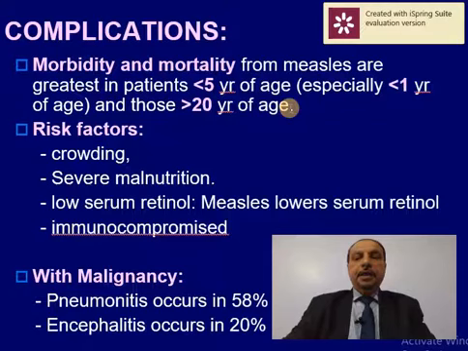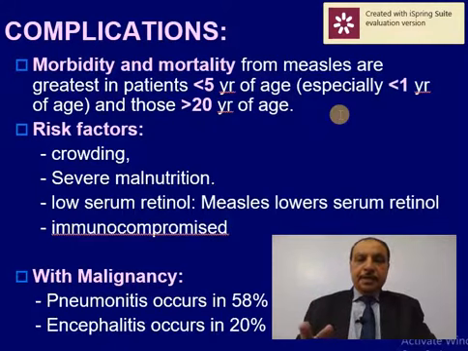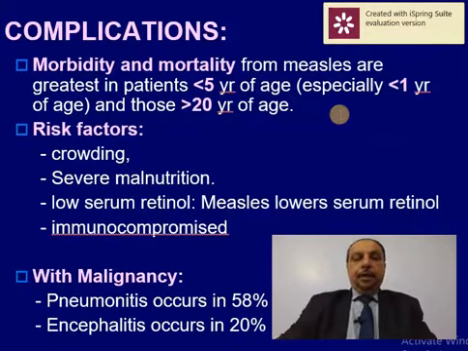What are the complications of measles? First of all, morbidity and mortality from measles are greatest in patients below 5 years of age, especially those below 1 year of age, and those more than 20 years. This means the extremes of the age of measles. Usually, measles infects children, we told. Childhood disease. So, extremes below 1 year, the measles will be severe, and after the age of 20 years, as happened in the outbreak in Gaza.